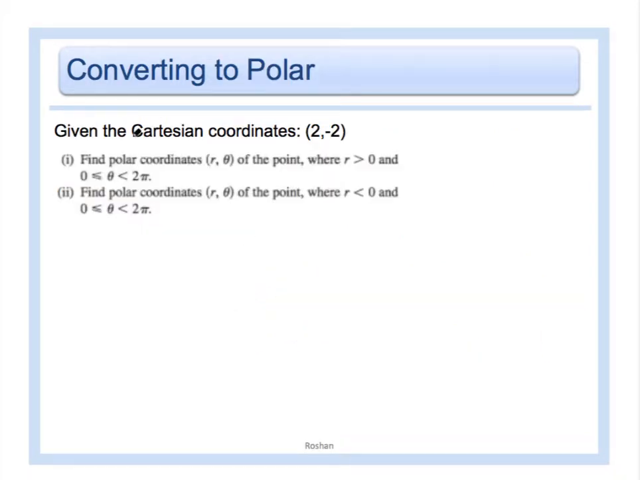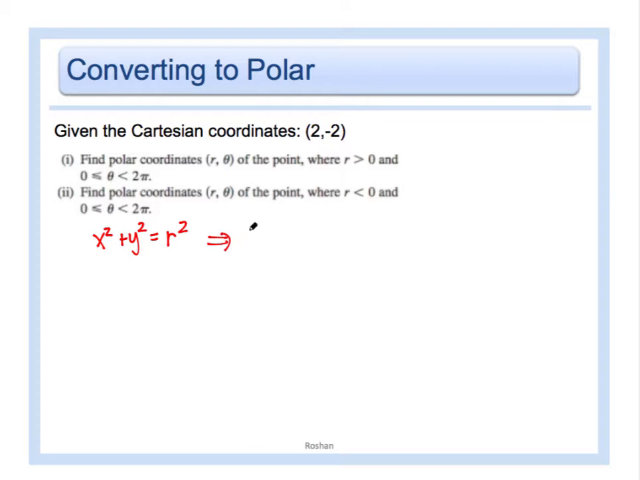The next question says, given the Cartesian coordinate 2, negative 2, you want to find the polar coordinate. So now we're going the other way around. In part 1, let the r be greater than 0. So we know that x squared plus y squared equals r squared, and I'm going to use that to figure out what my r is first.